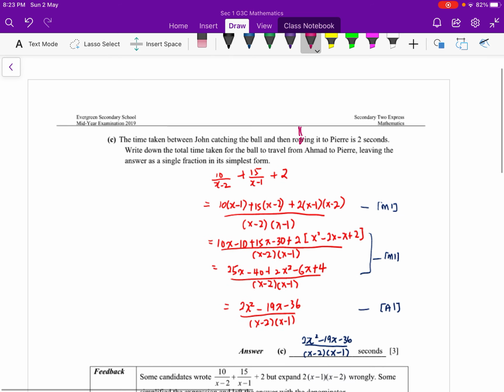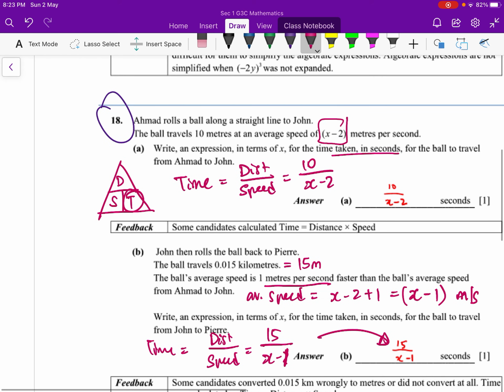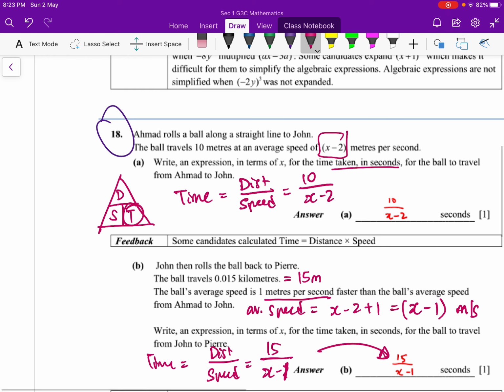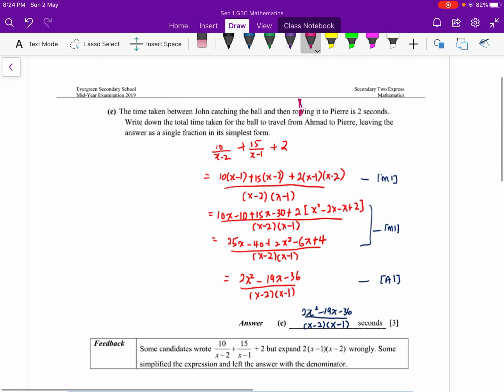Okay, so the total time, we need to add the 3 portions. First is from, who started first? Okay, let's see. Look back at the question again. Ahmad to John, then John to Pierre. So Ahmad to John was this time. Then it was held on for 2 seconds. Then John to Pierre. So the total time, we add all of them up.